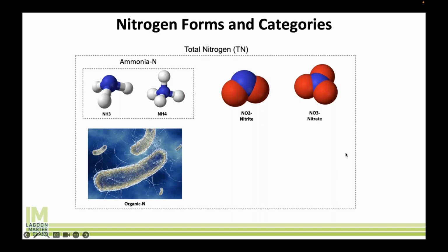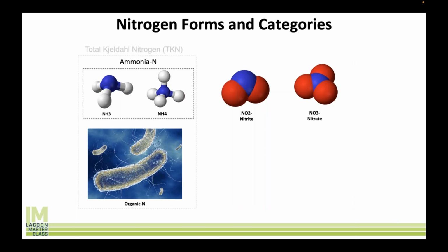All of these together are total nitrogen. So total nitrogen, as it kind of makes sense, is ammonia nitrogen plus nitrite plus nitrate plus organic nitrogen. So it's all four components together. There are different ways they categorize and term it. You won't necessarily get this on your permit, but there's something called TKN, or total Kjeldahl nitrogen. This is just the combination of organic nitrogen and ammonia nitrogen.